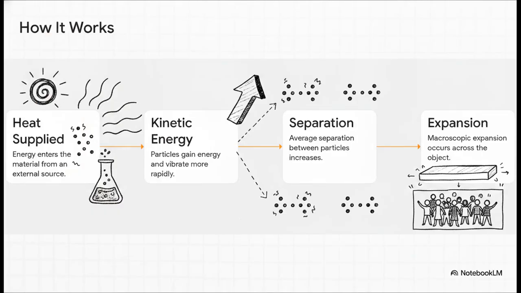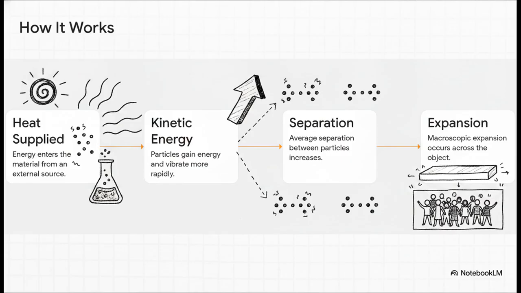Let's actually break down how this invisible mechanism works step by step. Step 1, energy, like heat from sunlight or that hot water on the jar lid, enters the material. Step 2, the atoms and particles inside that material gain kinetic energy, which just means they start vibrating a lot more rapidly. Step 3, because of all this intense vibration, the atoms spend more time further apart, increasing their average separation.